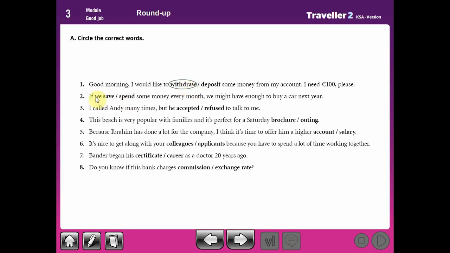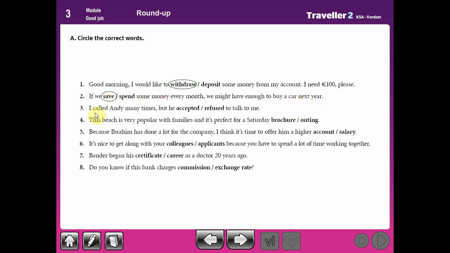If we save or spend some money every month, we might have enough to buy a car next year. So if we spend, we can buy. Spend means to spend your money on things like clothes, food and things like this. But if you save, right, we can buy a car, right?